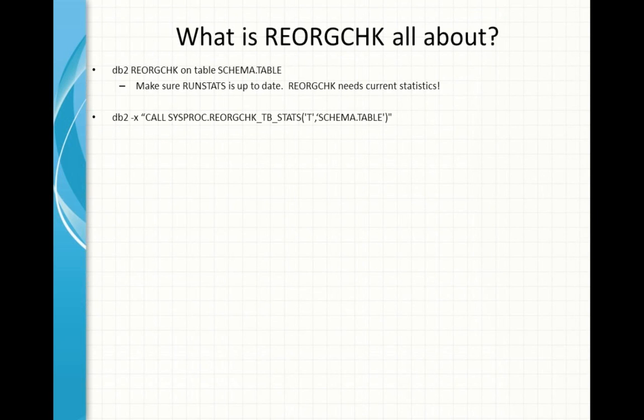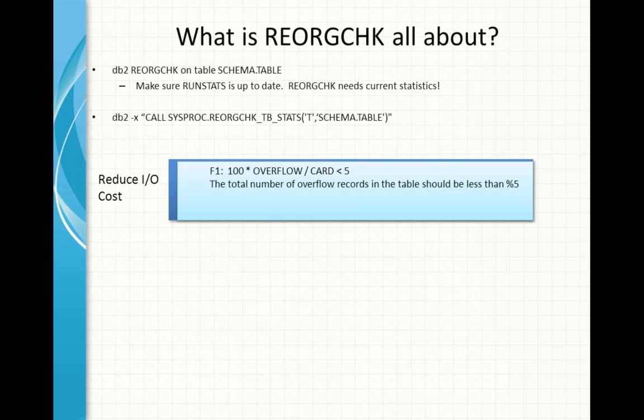It's one thing to have overflow rows, but if those rows are never read, it's not killing you. But if those rows are constantly being accessed, then we have a problem. We need to get a table reorg in place.